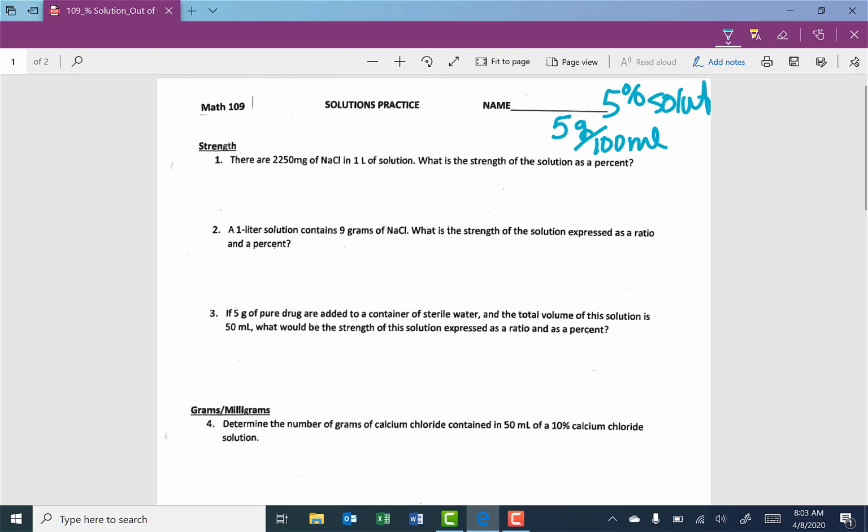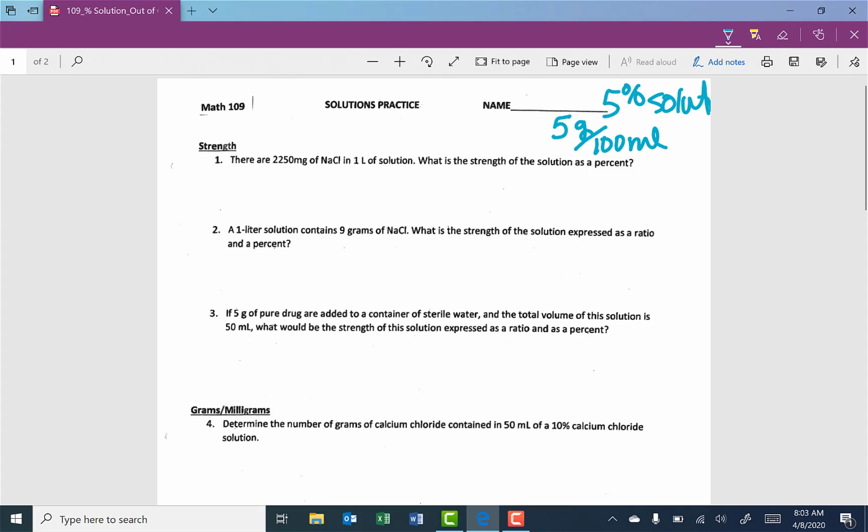or in this case water, or whatever else it might be dissolved into. So percent solution is always listed as gram over milliliter. If your units are not in gram over milliliter, you have to change them and then just reduce the fraction, change it to a decimal or a percent, and you're done.